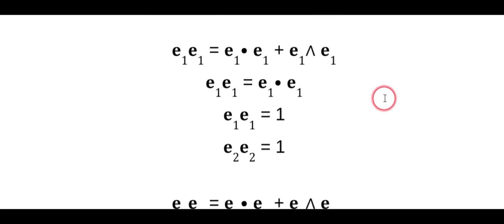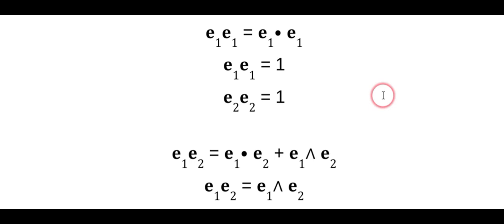Now, what about the mixed one, E1, E2? Well, E1 dot E2, what's that? They're orthonormal, so the angle between them is 90 degrees. What's the cosine of 90 degrees? 0. This drops out. So we're just left with E1 wedge E2. So anytime you see E1 wedge E2, you can write it as E1 E2.